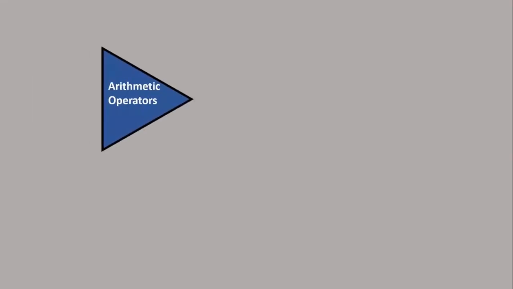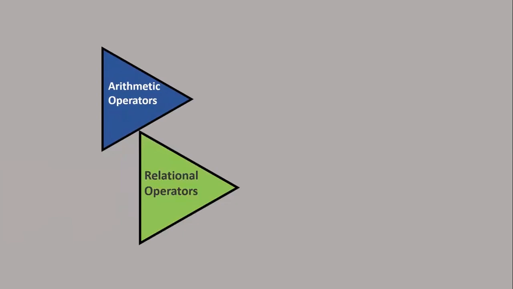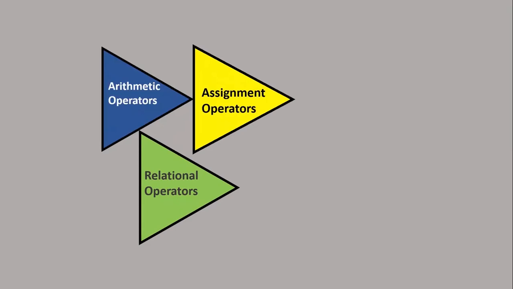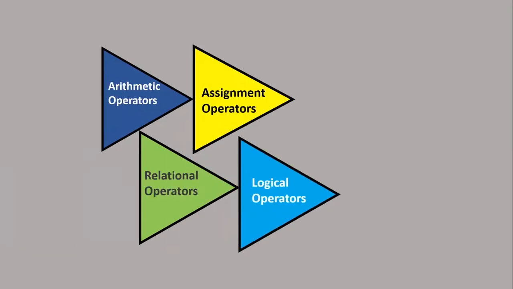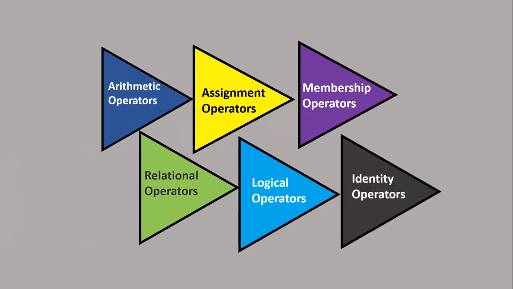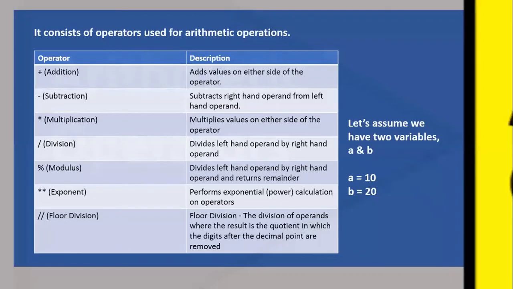For example, these are arithmetic operators, relational operators or assignment operators. Then we have assignment operators, which are almost similar to the relational ones as well. We have logical operators, membership operators, and identity operators. So you'll be seeing each one of them individually. First is your arithmetic operators.